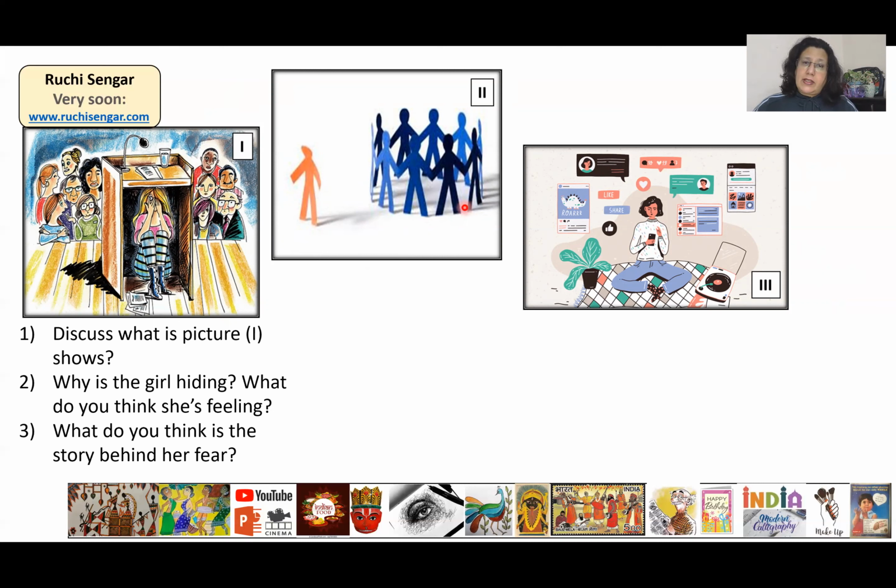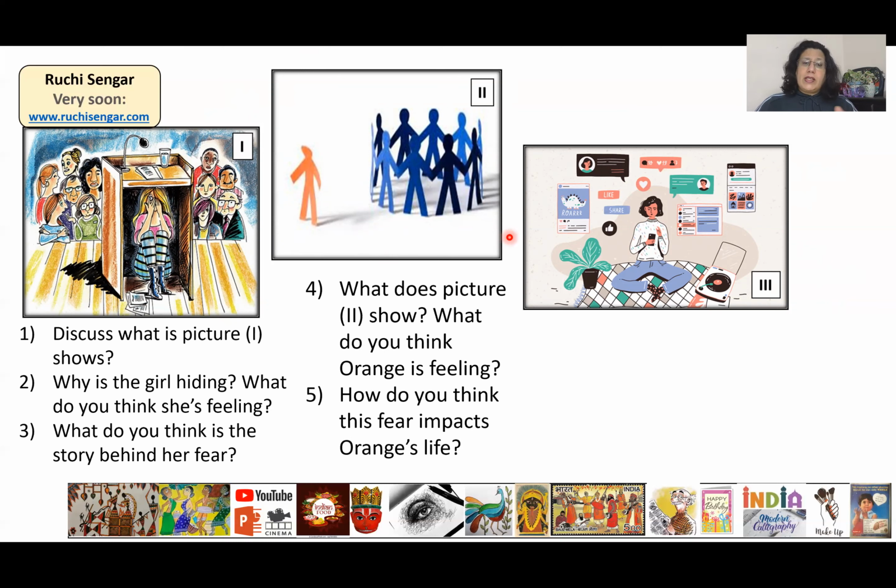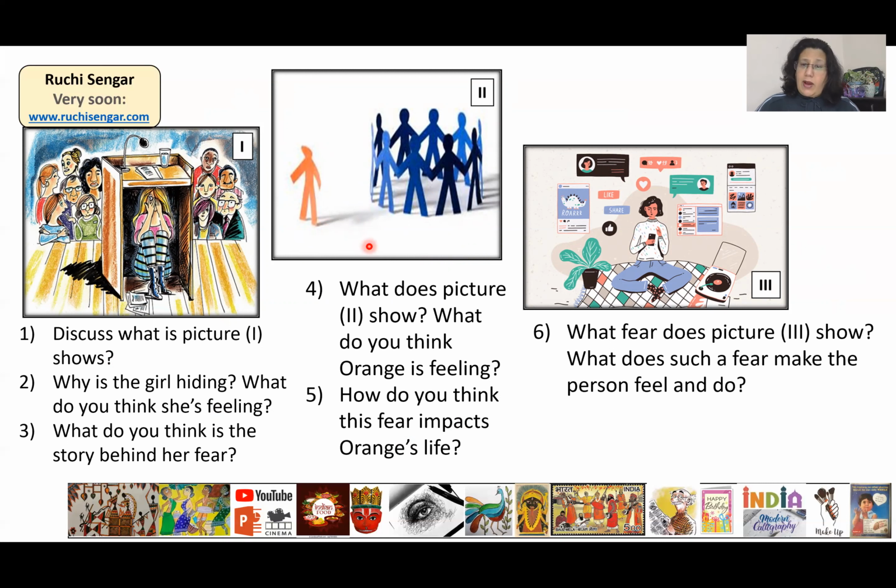Talk about this. Look at this. These are computer graphics, I think, right? So what does picture 2 show? What do you think orange is feeling? So fear of social isolation, really? How do you think this fear impacts orange's life? So we are building some kind of empathy also and awareness side by side, right? And we are still with fear. Please do not attempt to use all of what I've shown you. You could use one of these things, right? Okay. And then you have this one.